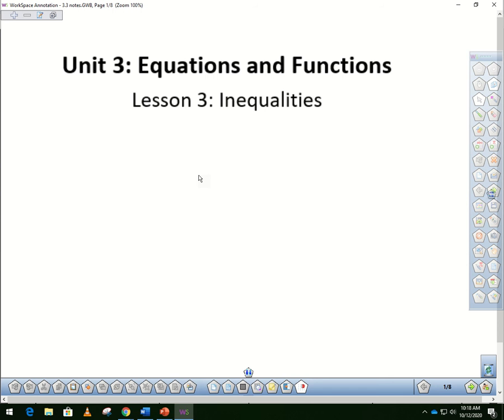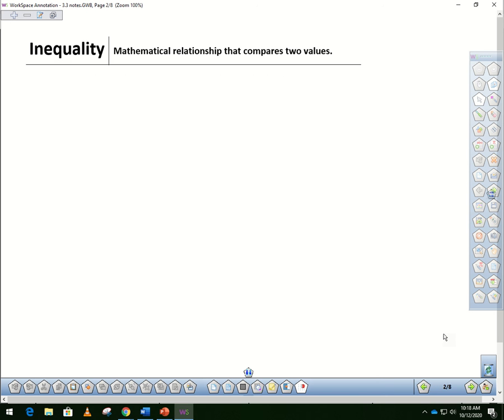Unit 3, which is equations and functions, and the lesson is called Inequalities. We're going to be talking about inequalities. So let's go through it. An inequality is a mathematical relationship that compares two values.